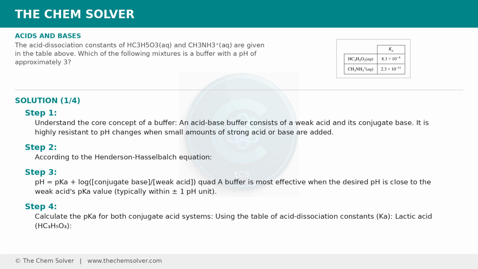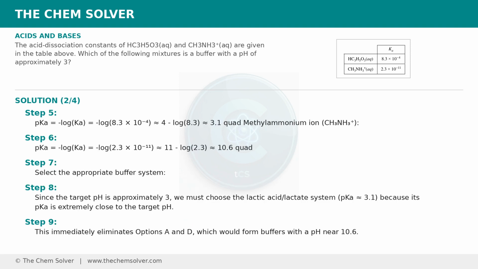Calculate the pKa for both conjugate acid systems using the table of acid dissociation constants. Lactic acid, HC3H5O3: pKa equals negative log Ka equals negative log of 8.3 times 10 to the power minus 4, approximately 4 minus log 8.3, approximately 3.1.